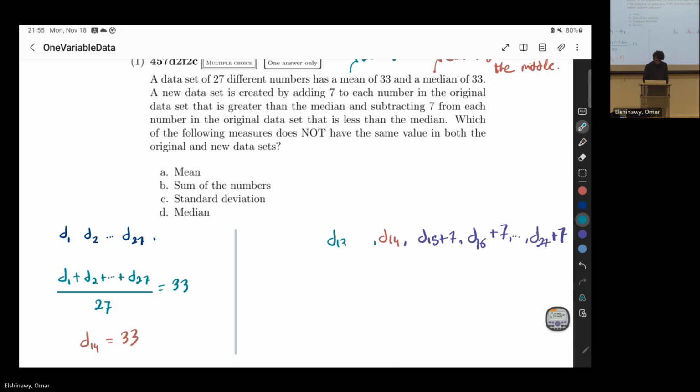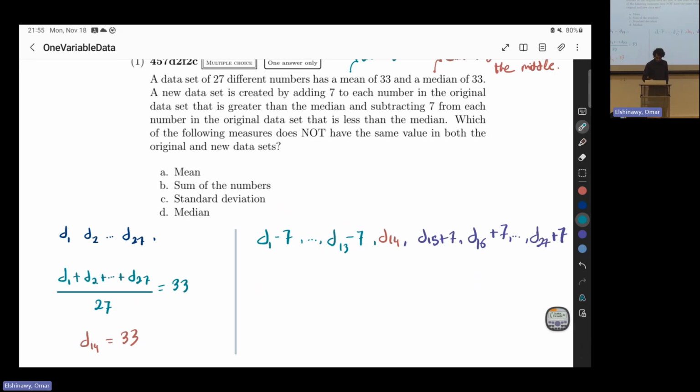D13 minus 7. Now, the minus 7 is not in the index, it's just an index. But I take away 7 from the number D13, just to make this clear. I go back and back and back all the way to the first digit in my set, minus 7. Now, which of these changes does not have the same value?